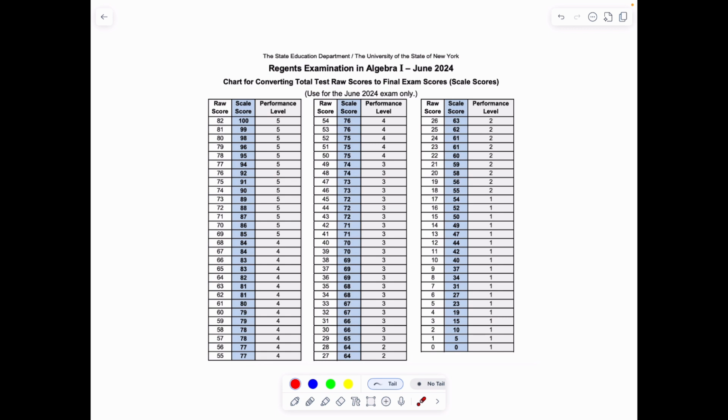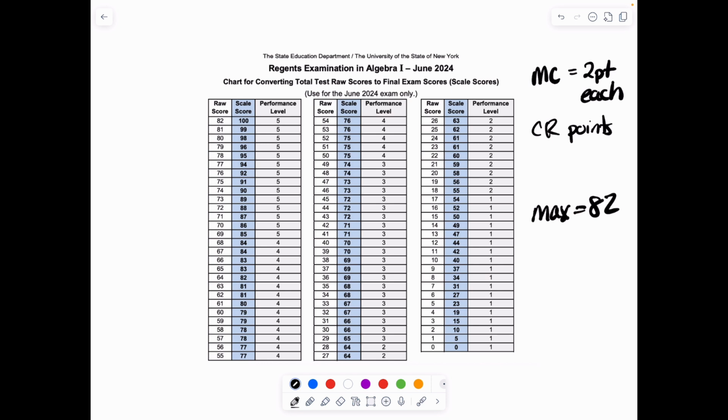So now you're going to go back in and just check to see what all your points were. Remember, for the multiple choice, these were all worth 2 points each. So you would add up all those points and then all your constructive response points. And the total, the highest points you can get, your max, is 82 points on this. Now the way this is broken up, once you have all your actual points, it will tell you your performance level.